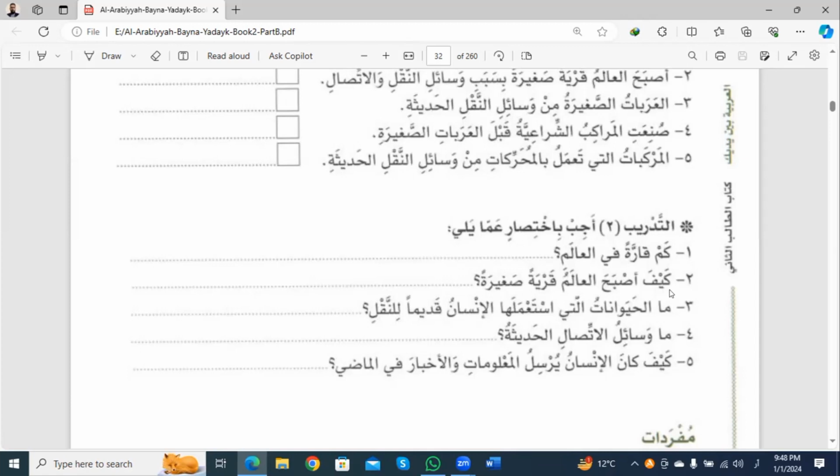ما وسائل الاتصال الحديثة؟ القطارات والسيارات والطائرات. نعم. السفن التي تتحرك بالمحرك. Ships which are moved through the engine.